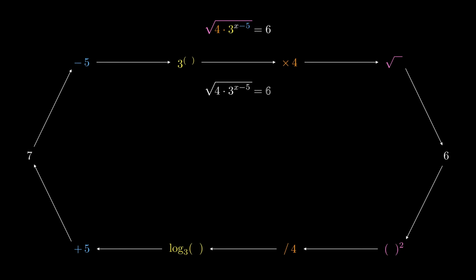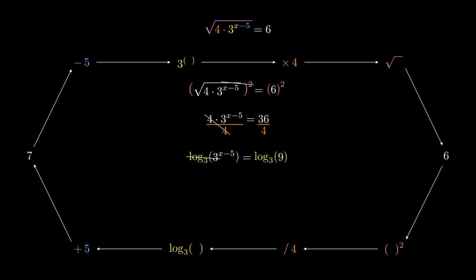The first thing you are going to do is cancel out that square root by squaring both sides. The square and the square root cancel out, bring everything else down, evaluate 6 squared, which is 36. Step 2, divide both sides by 4, cancel out the 4s, bring everything else down, evaluate 36 divided by 4, which is 9. Step 3, we need to cancel out that exponential base 3 with a logarithm base 3. Those cancel on the left, bring everything else down, evaluate log base 3 of 9, which is 2.